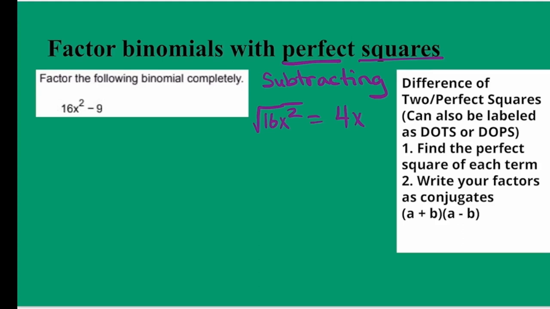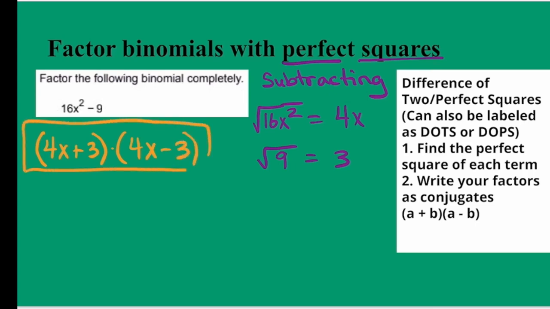4 times 4 is 16. x times x is x squared. The square root of 9 is 3. 3 times 3 is 9. So once we do that, the way we're writing our answers is the same way we've been doing it before. Our factors would be 4x plus 3 times 4x minus 3. That's going to be our answer.